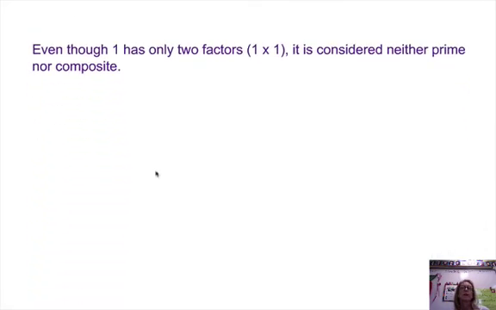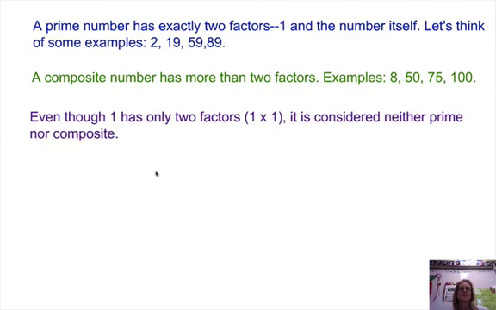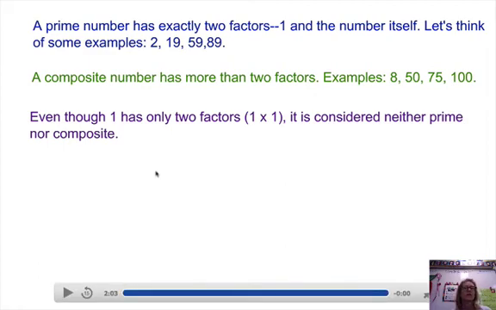So even though 1 has only 2 factors, 1 times 1, it is considered neither prime nor composite. So that sums it up.